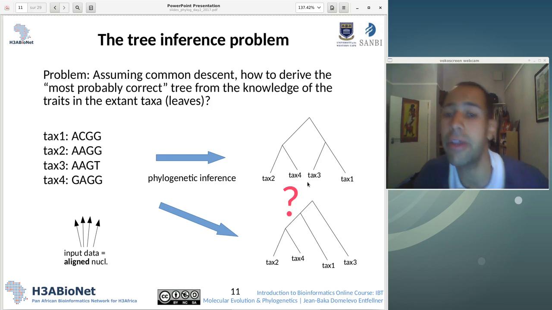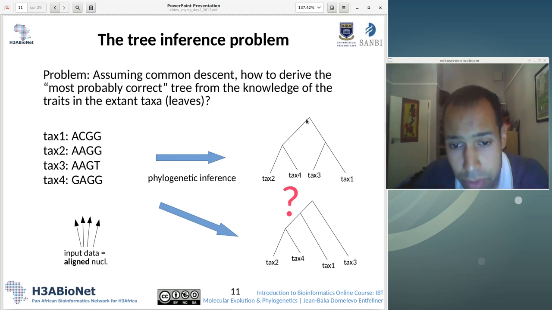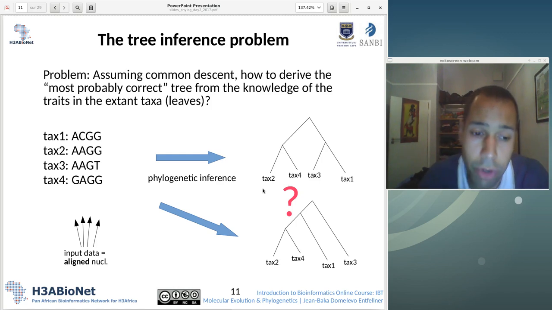Is it that we had a most ancient common ancestor there, and then a speciation giving rise to the species that is the ancestor of taxon 2 and taxon 4? Or is it that we first had a speciation into taxon 3, and then later a speciation into taxon 1, and then later a speciation into taxon 2 and taxon 4? So you have many different trees to choose from, to choose the correct evolutionary history from.